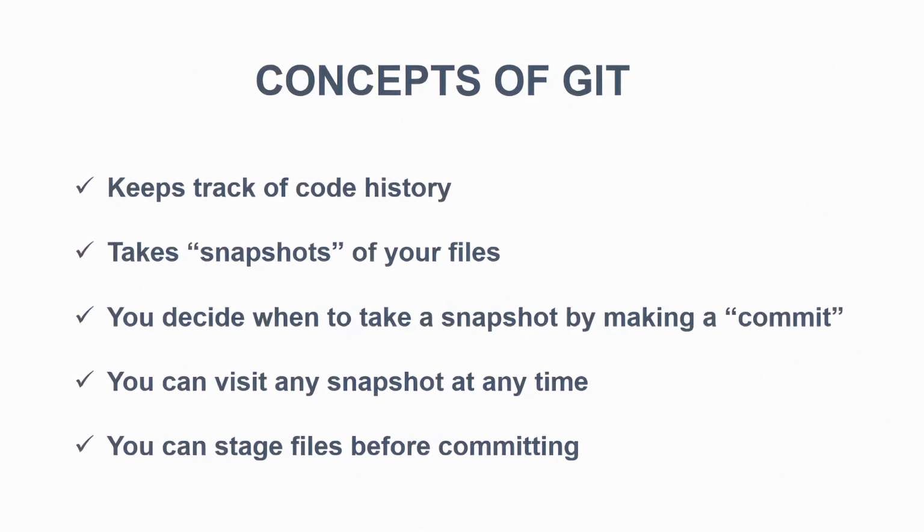Alright, so let's quickly look at some of the concepts of Git. So it essentially keeps track of your code history with snapshots of your files. Alright, so you make these snapshots by making a commit with a simple command. And you can always go back to see any snapshot of previously written code. And like I said, you can always revert back if you need to. So your code is extremely safe when you're working with Git.